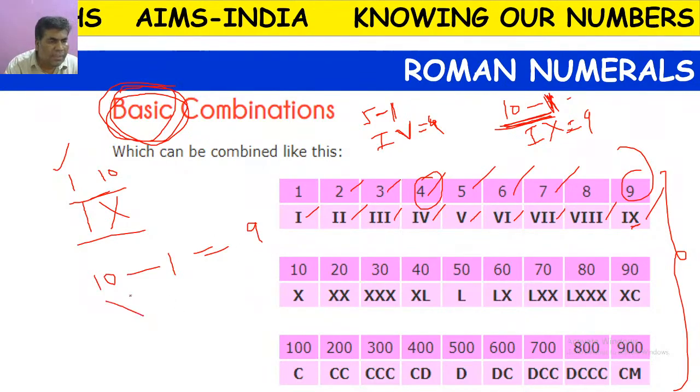If they give like this, X, I, the bigger number is followed by the smaller number. So then what we have to do? We have to add both. 10 plus 1. What is its value? 11.